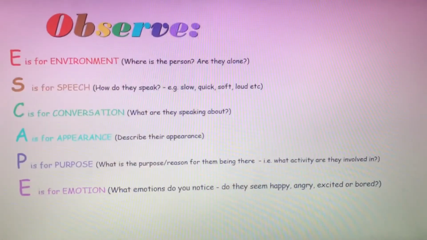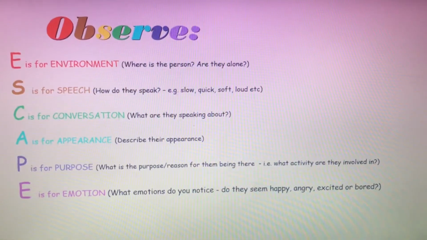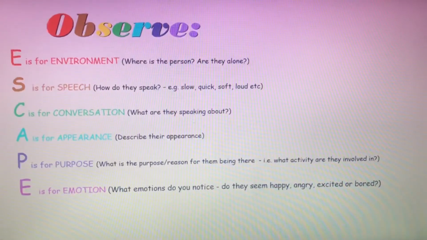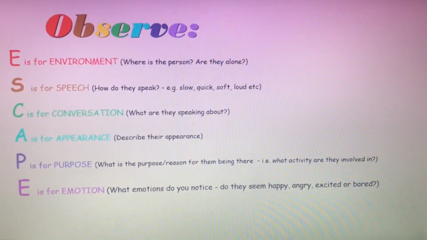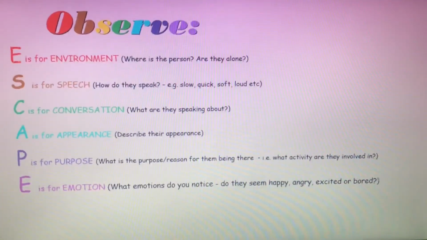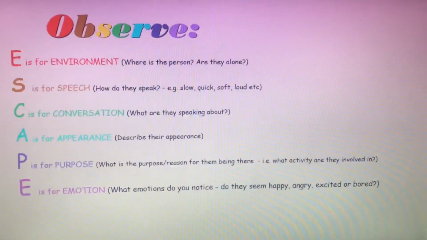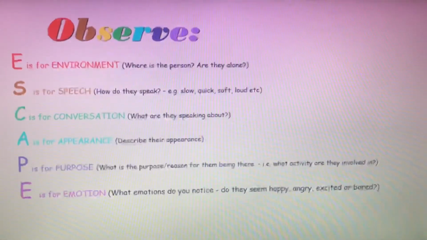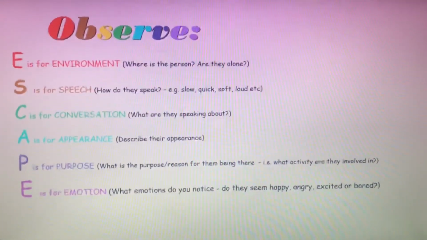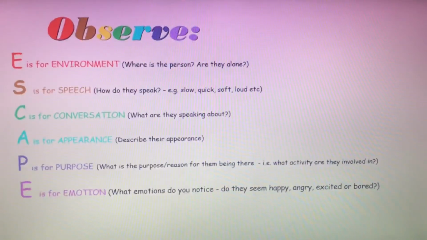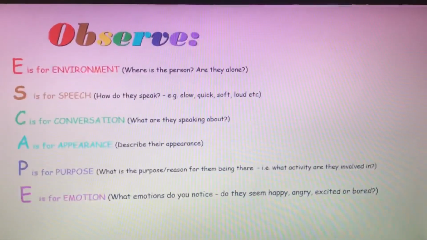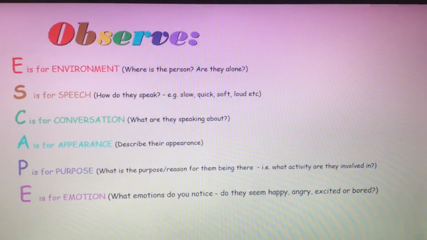Okay. So when you are observing, here you see observe, and we have the word escape written down the side of our page. E is for environment. Environment. So E is for environment. When you're talking about the environment, you're thinking about where is the person? Are they alone? Are they in a crowd? What do you spot about the environment that they are in? Okay, the place or the situation. So E is for environment.